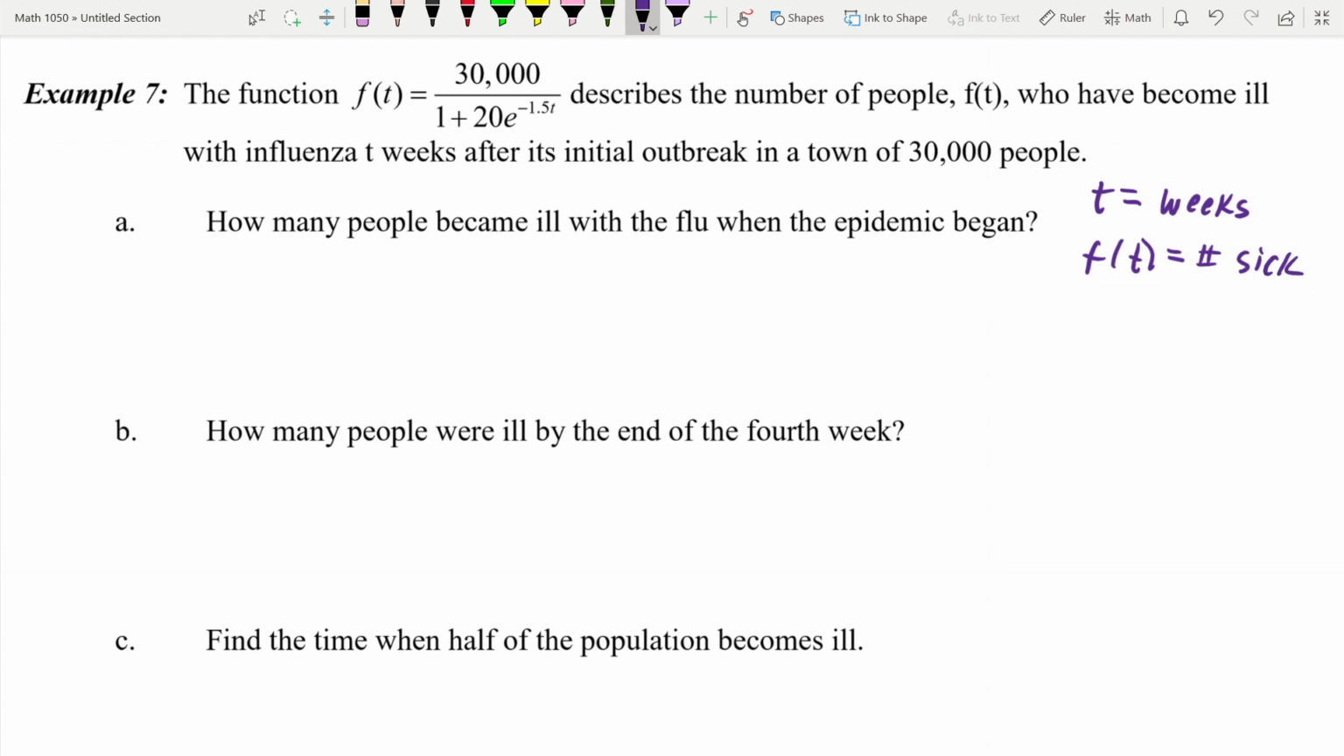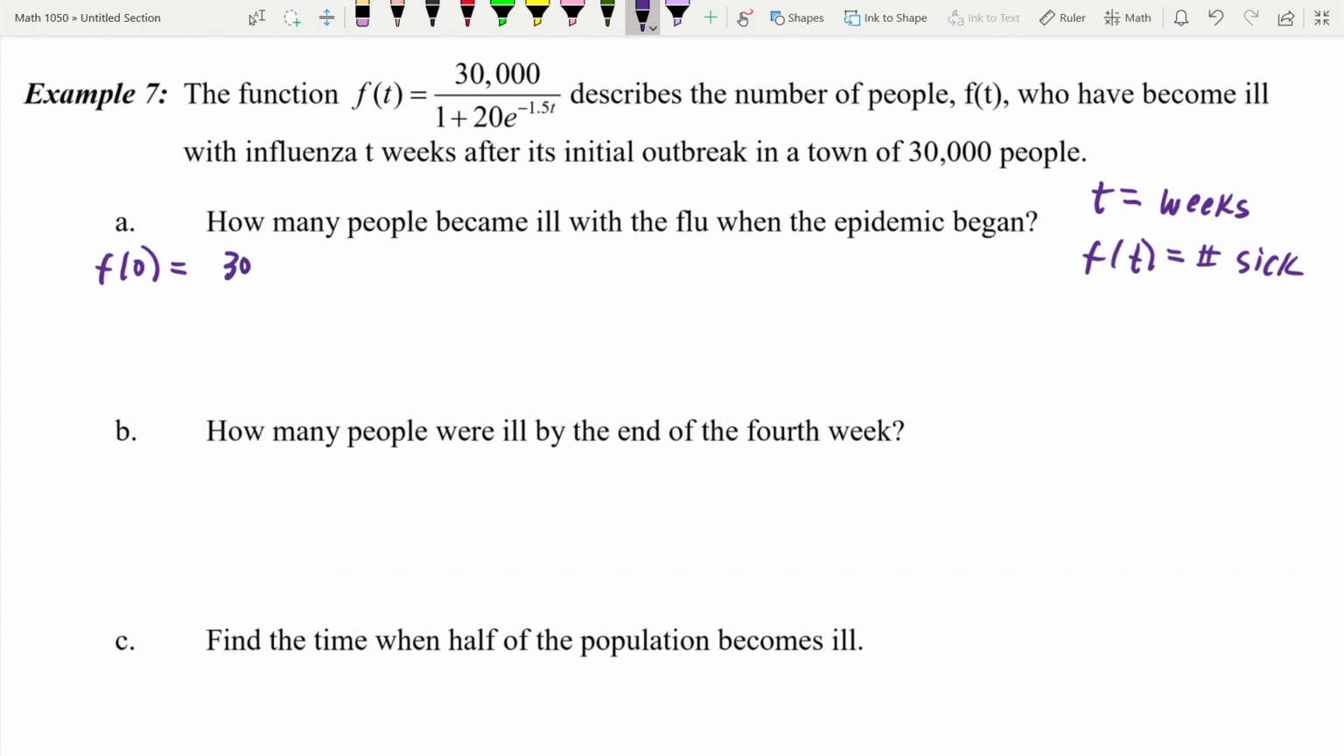Question A, how many people are sick when the flu begins? You can't just look at this one and say, oh, here's the answer. It's not 30,000. 30,000 is how many people are in the town. So everybody go f of 0. Why am I doing 0? Because initially 0 time has passed.